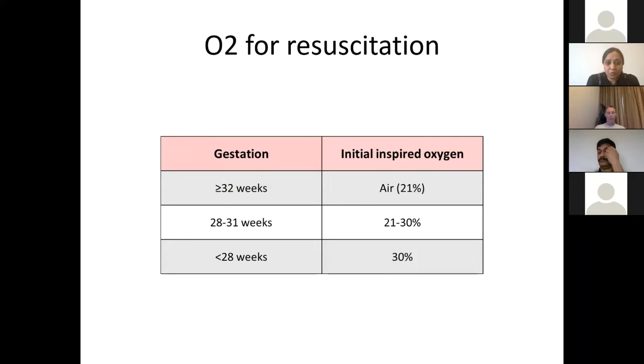So for babies over 32 weeks, we still start in air. So for term babies and babies over 32 weeks, start in air; babies under 28 weeks start in 30% oxygen. For the ones in between, there's not a huge amount of evidence to suggest either way. So you can start in either air and titrate up, or start in 30%.